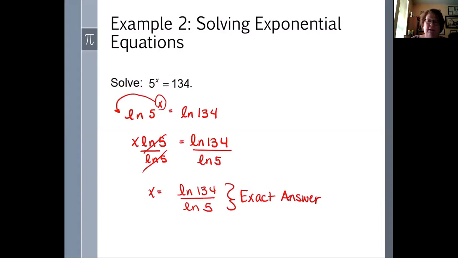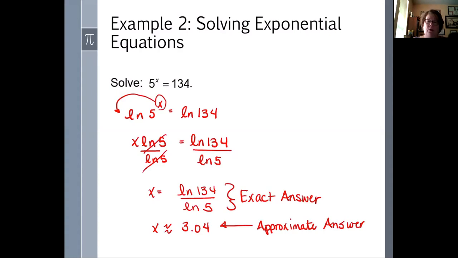So if MyMathLab asks for the answer to be inputted exact, that's what you would do. Now, you can take your calculator out and find a decimal approximation to the natural log of 134 divided by the natural log of 5. And when you do that, you get approximately, and I'm going to use the squiggly equals, approximately 3.04. So this is an approximate answer, because I've rounded it off to a couple of decimal places.